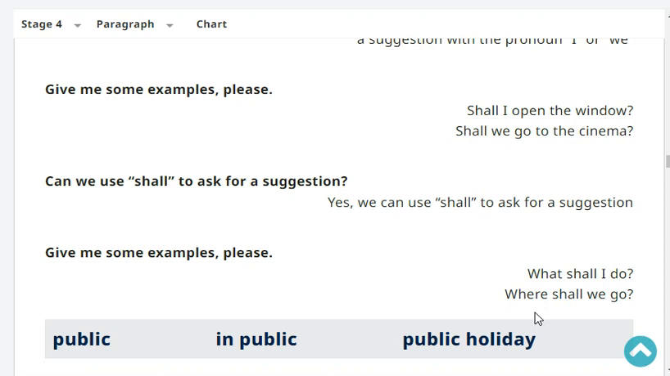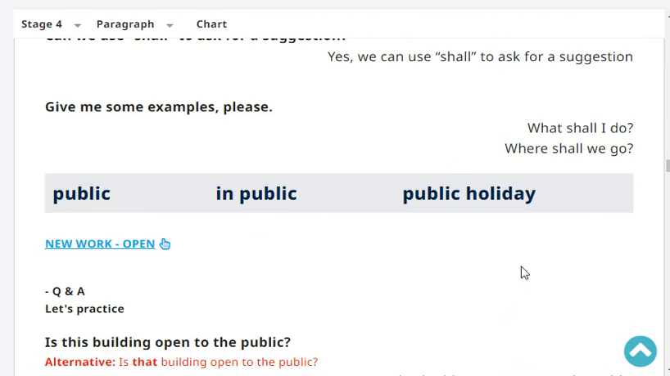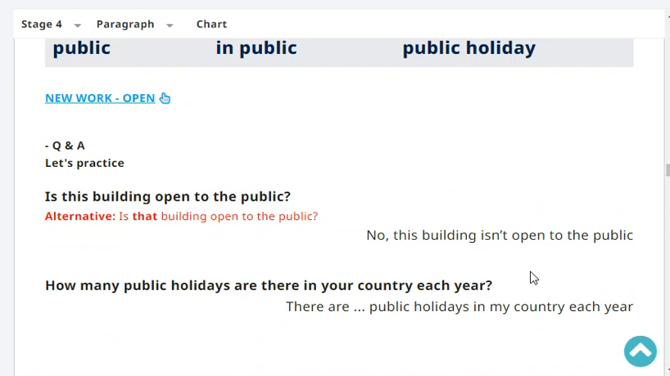Yes, we can use shall to ask for a suggestion. Very good. Give me some examples, please. What shall I do? Where shall we go? Very good. Is your building open to the public?